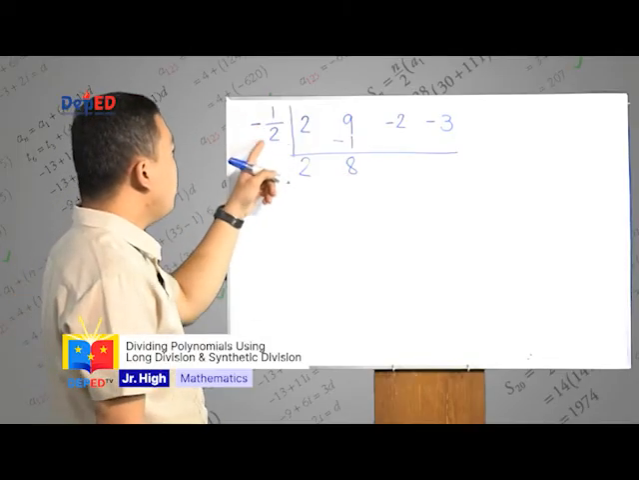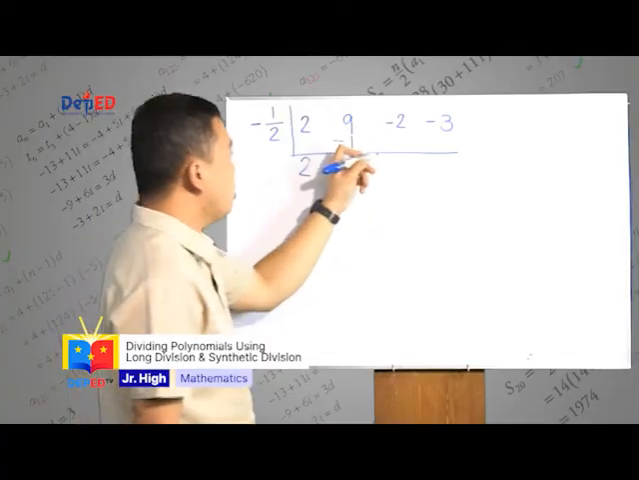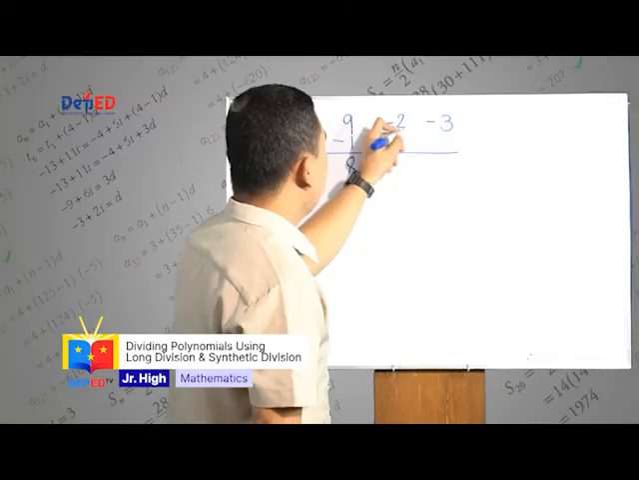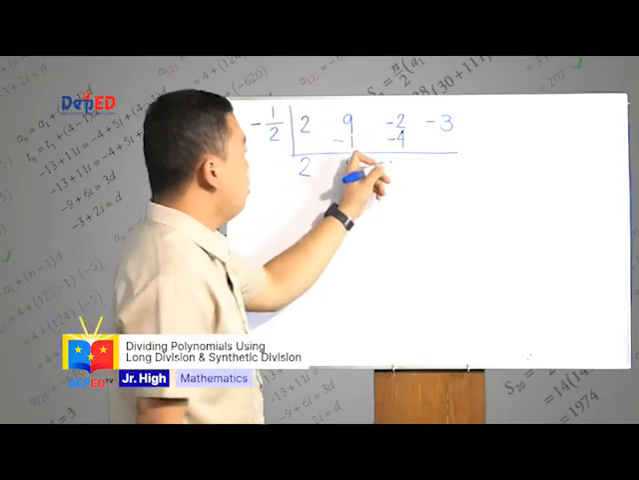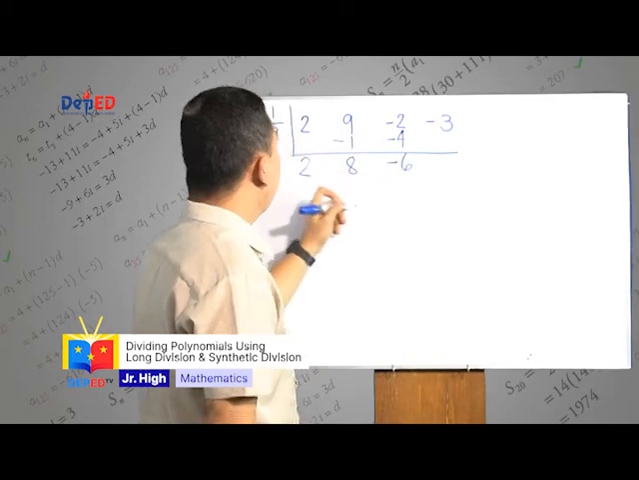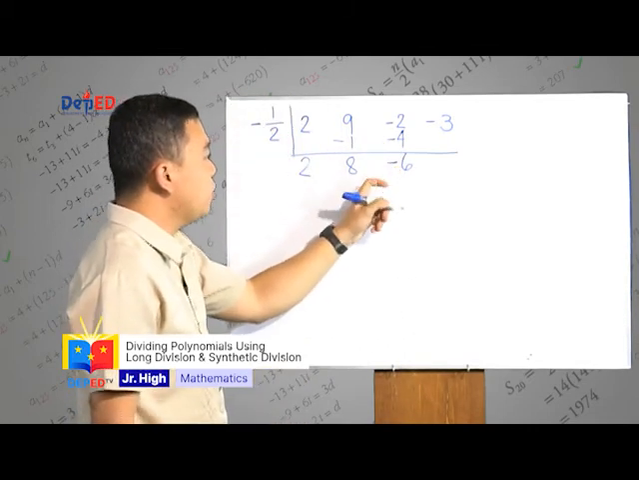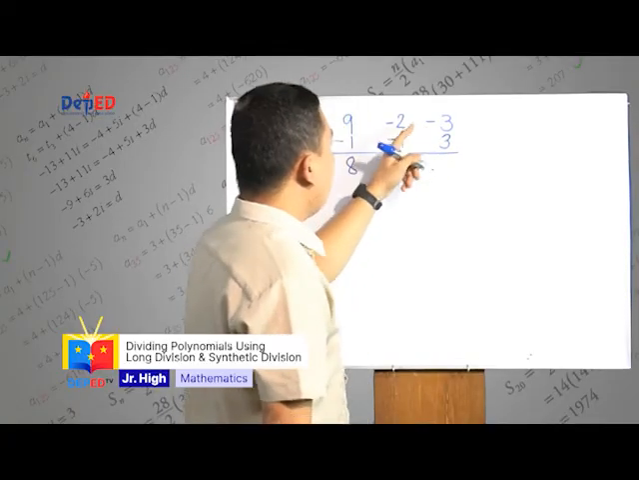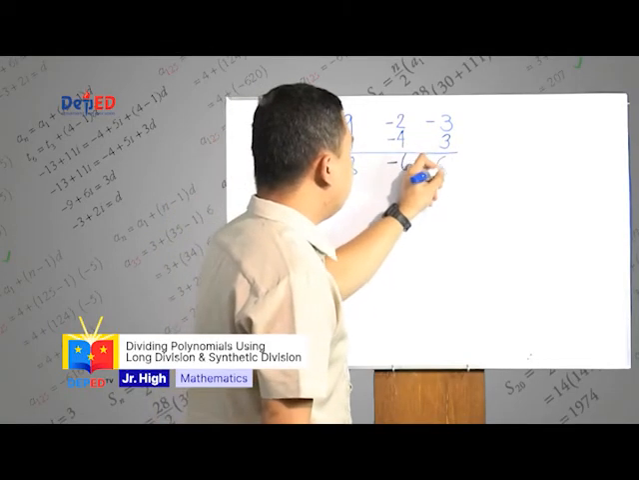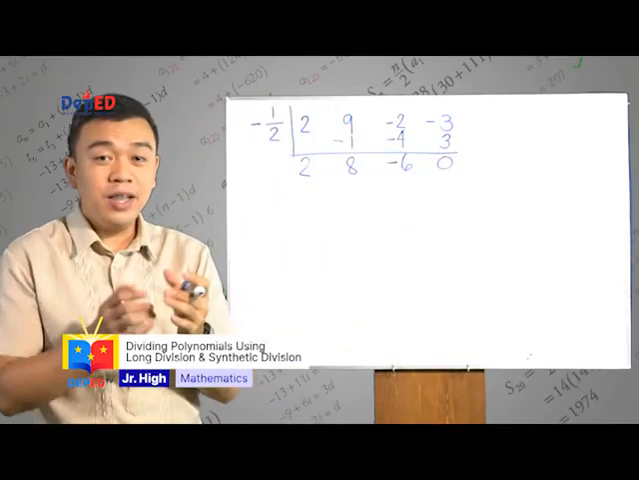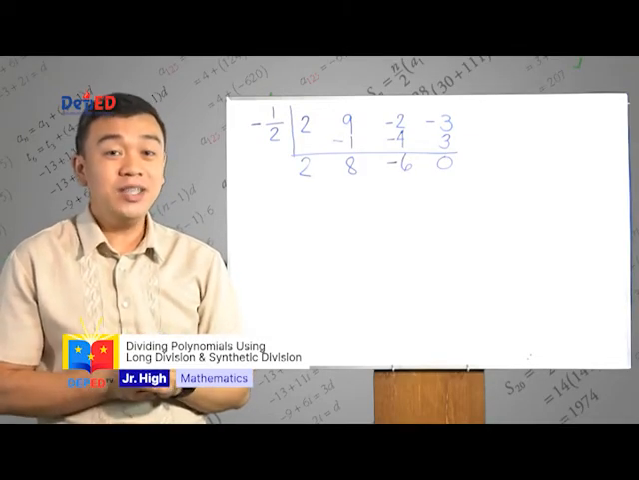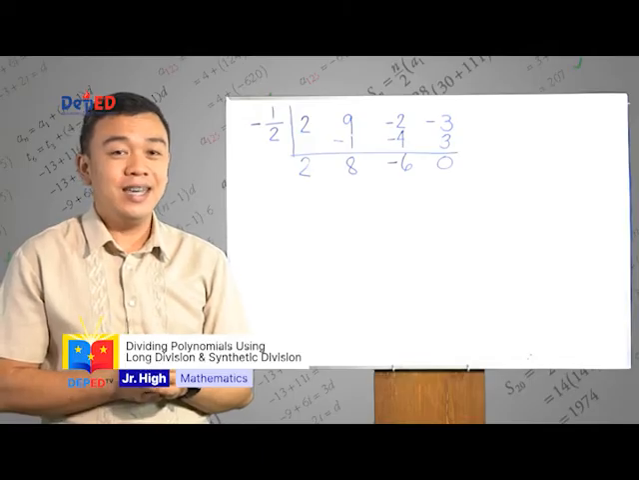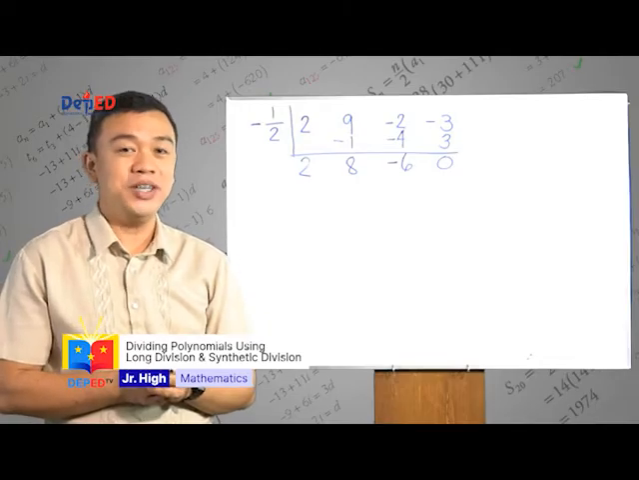Repeat the process, negative 1 half times positive 8 will give us negative 4. Then add these terms, negative 2 plus negative 4 will give us negative 6. Negative 1 half times negative 6 will give us positive 3. And negative 3 plus 3 is 0. Is this your final answer? It's not. Identify the quotient and the remainder. Our quotient is 2x squared plus 8x minus 6 with 0 remainder.